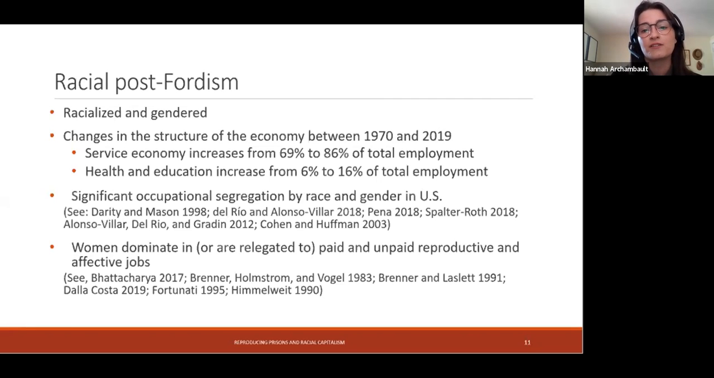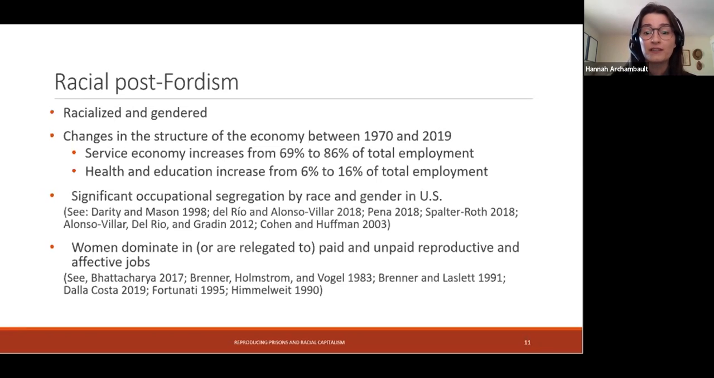This segmentation is also related to the simultaneous process of de-skilling and the changing of the types of skills that are required to those that are affective and flexible, while simultaneously creating a situation in which workers are individualized. Occupational segregation has been a feature of racial capitalism throughout its development.